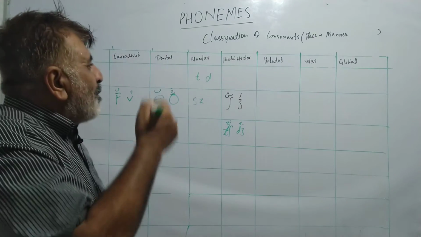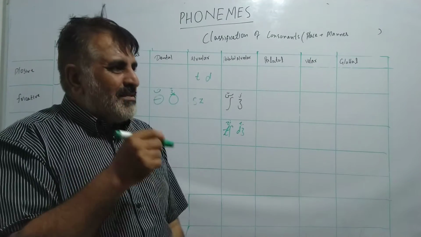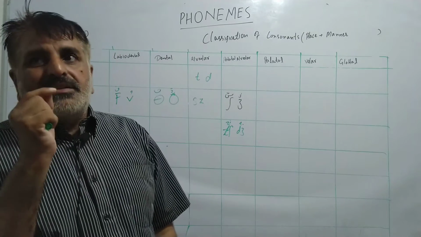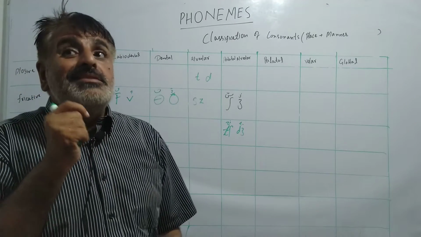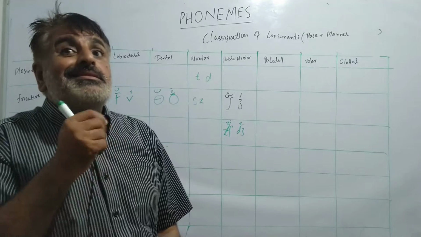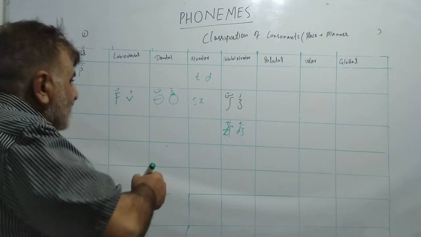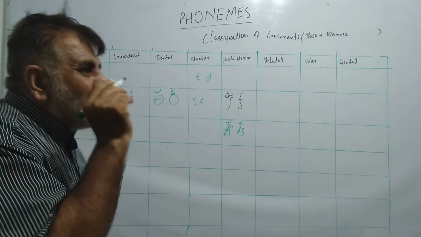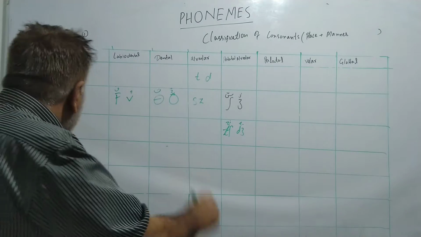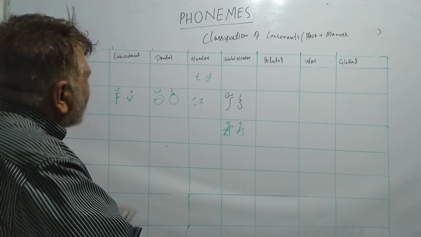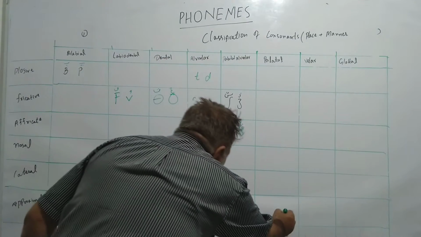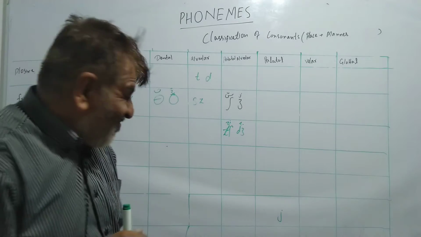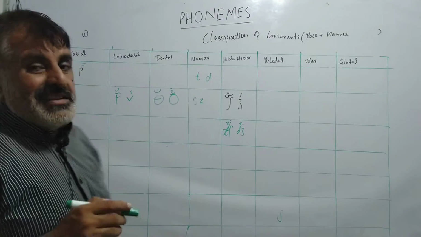Then we have palatal, where just one sound is here. Suppose we use the palate: ya. This is which sound? This is an approximant sound. Look here, this is an approximant sound, right?